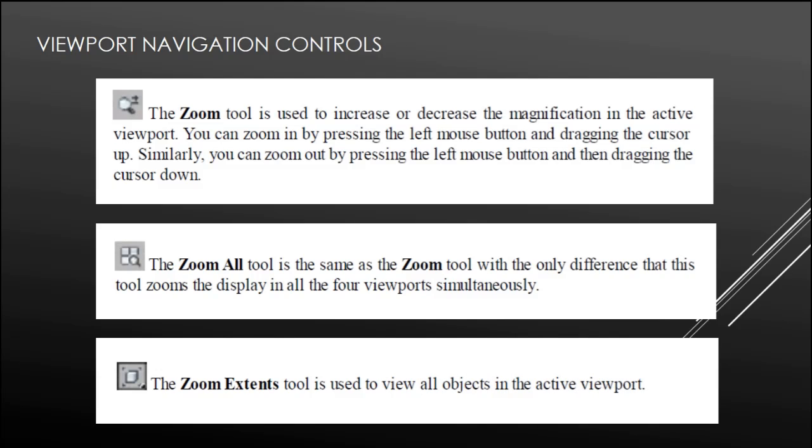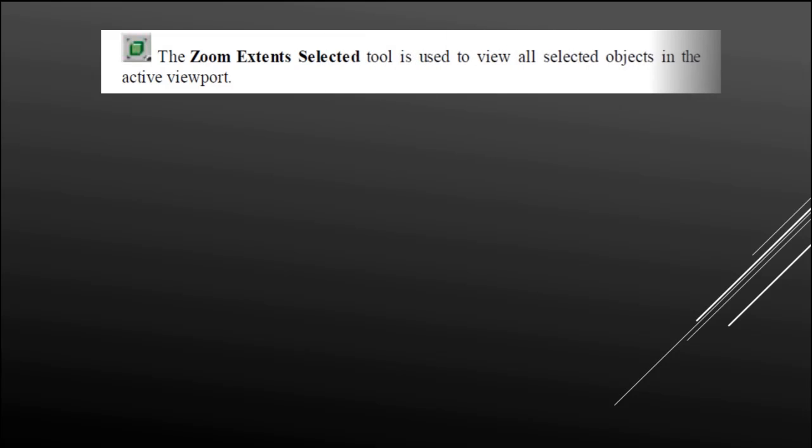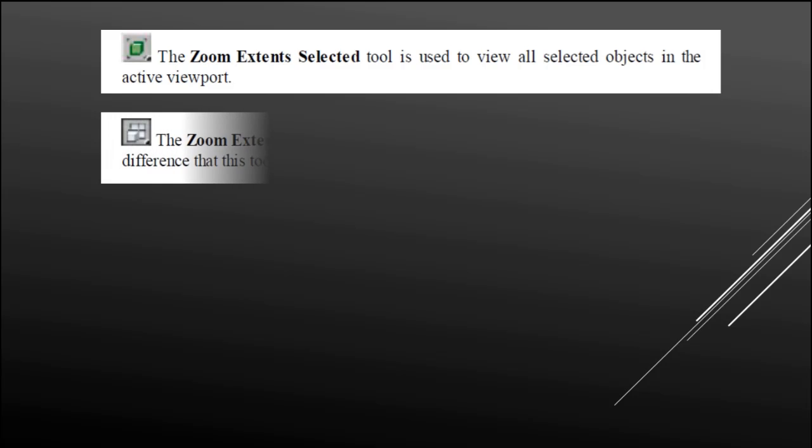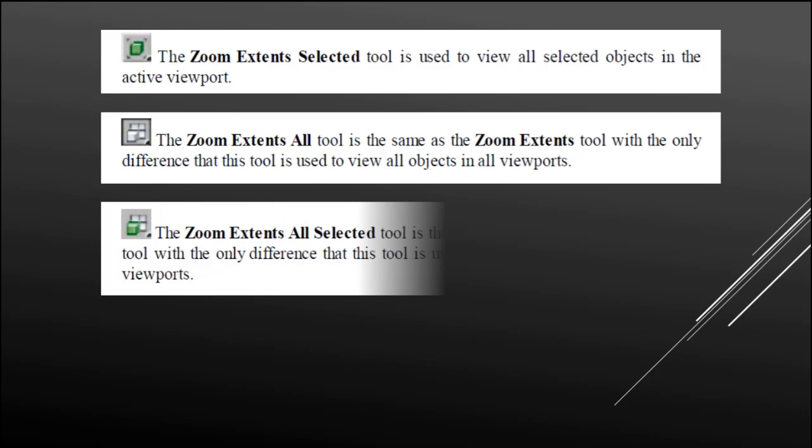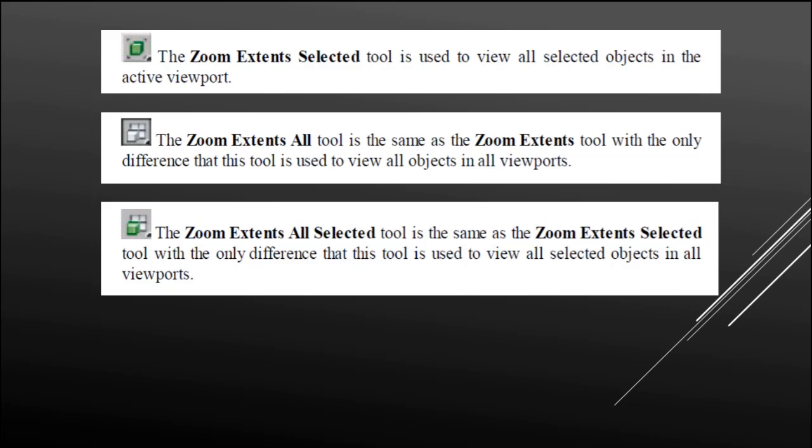The Zoom Extents tool is used to view all objects in the active viewport. The Zoom Extents Selected tool is used to view all selected objects in the active viewport. The Zoom Extents All tool is the same as the Zoom Extents tool, with the only difference that this tool is used to view all objects in all viewports. The Zoom Extents All Selected tool is the same as the Zoom Extents Selected tool, with the only difference that this tool is used to view all selected objects in all viewports.